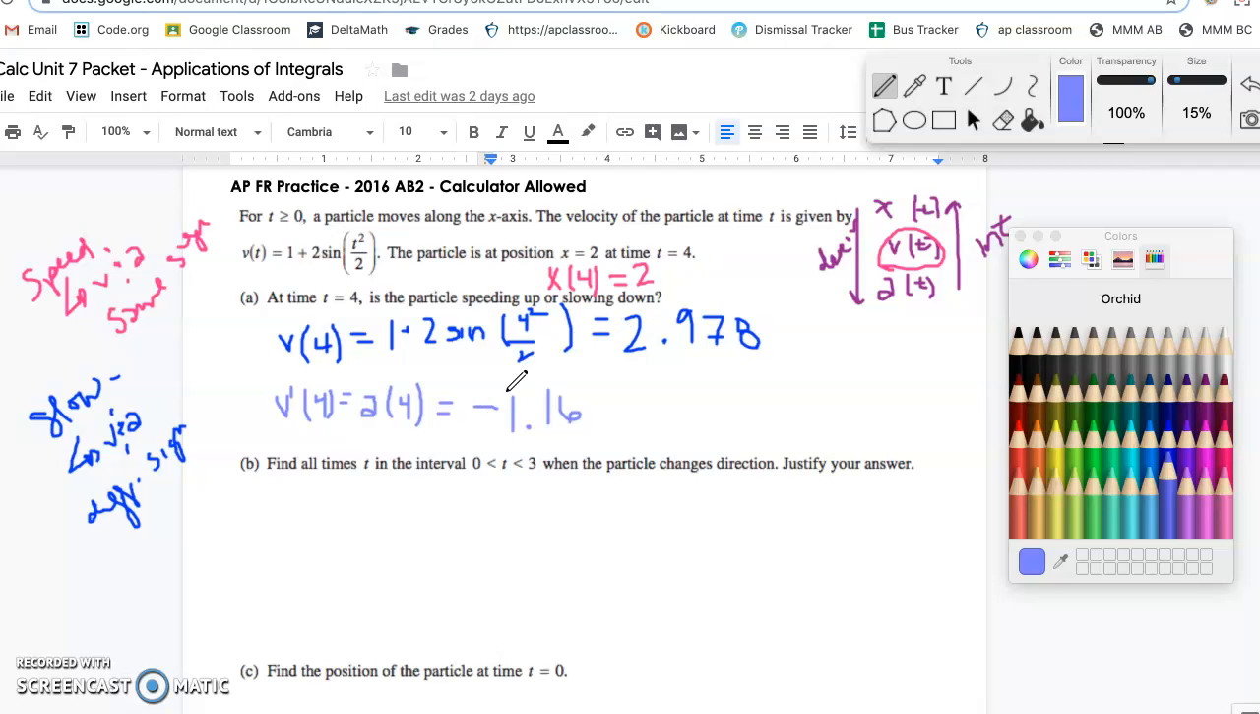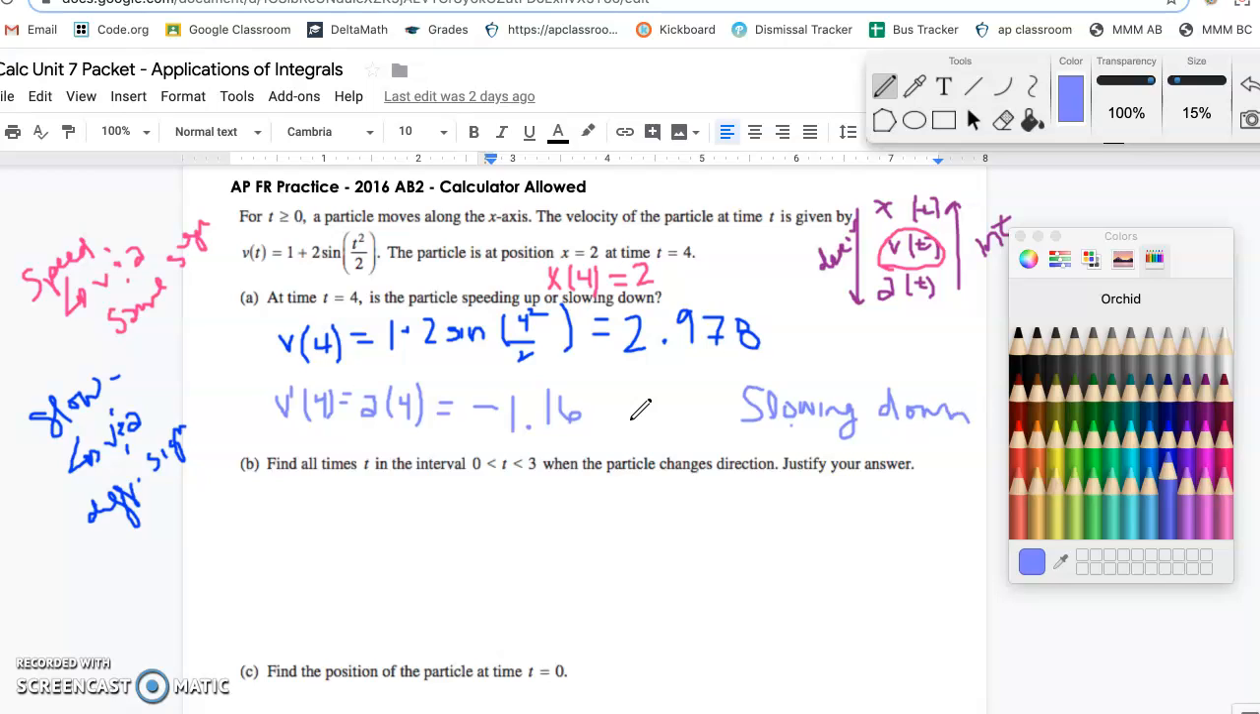So here, I see that they have opposite signs. Acceleration and velocity have opposite signs, so different sign means it's slowing down. It doesn't ask us to justify, so I can just write slowing down. If it said justify, we would have to say because velocity and acceleration have opposite signs, or because acceleration is negative and velocity is positive, any kind of justification like that. So slowing down.